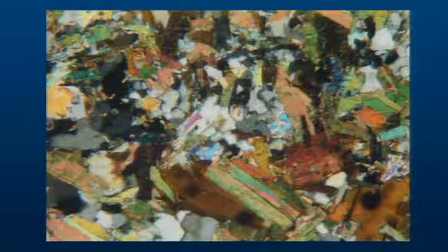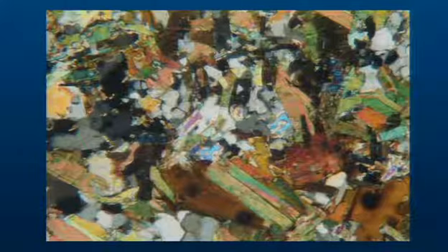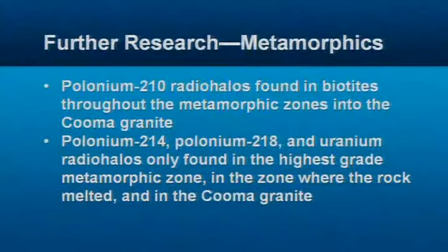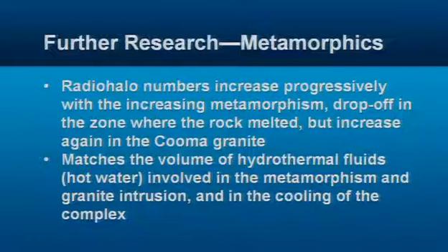And even in a regular rock thin section, you can start to see the radiohalos are there. Many of them. In fact, many times the metamorphic rocks have more radiohalos than in the granites. And polonium-210 radiohalos were found in these biotites right throughout this metamorphic complex. But the polonium-214 and 218 and uranium radiohalos were only found in the highest metamorphic zones where the rock had melted and in the granite itself. The radiohalo numbers increased progressively with increasing metamorphism, but they dropped down in the zone where the rock had begun to melt. And that's an interesting clue. But increase again in the granite.